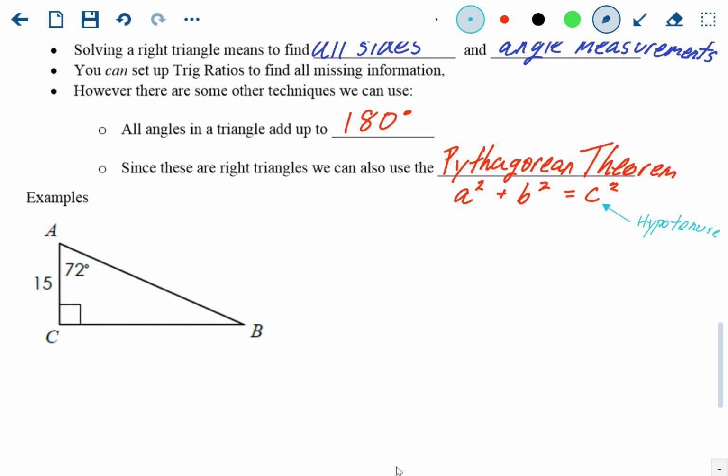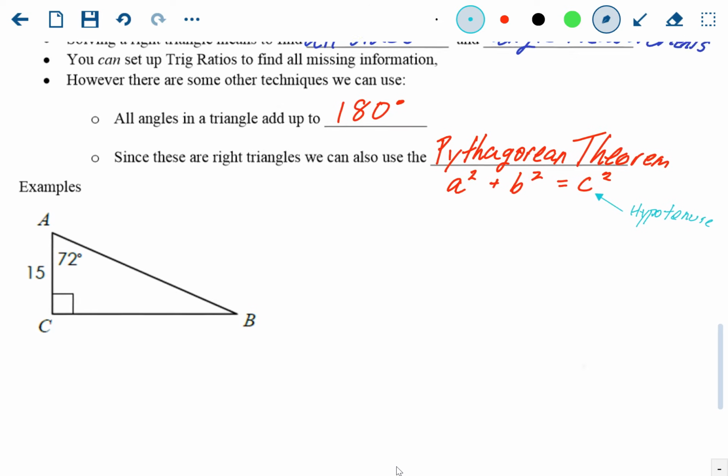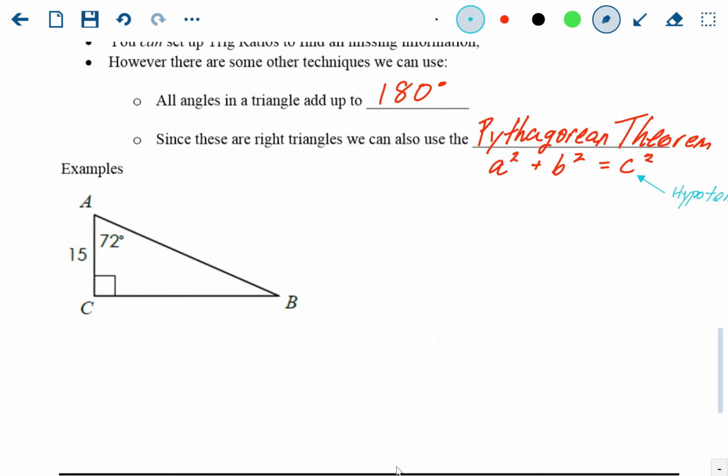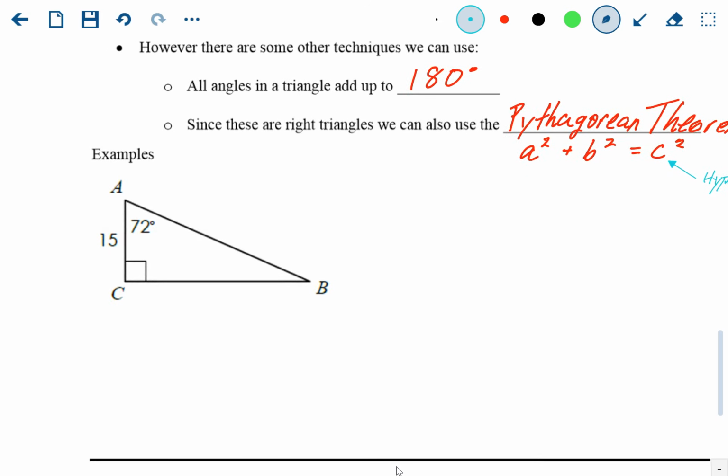Alright, so on this triangle, this first example, let's see what we're given. Okay, we're given, obviously, the right angle. That's always going to be given because it has to be a right triangle. We're given this side of 15, and we're given this angle of 72.